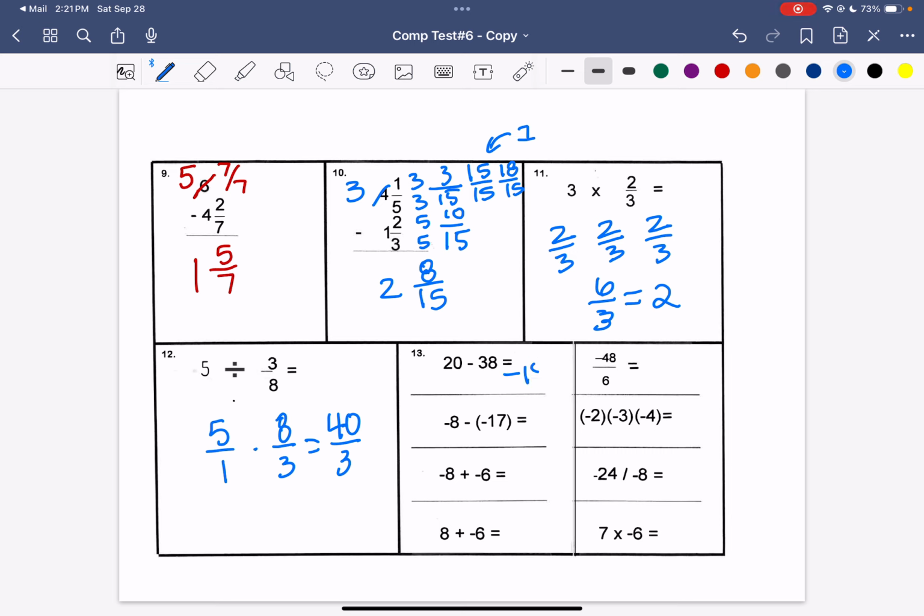This one is 20 minus 38. That gives you -18. -8, take away the opposite of 17. And so this one is really tricky to show you on YouTube because what I tell my kids in class is you're going to take away 17 negatives, but you don't have 17. You only have 8, so you'll add 9 0 pairs. Then you can take away all the 17 and you end up with 9 positives.